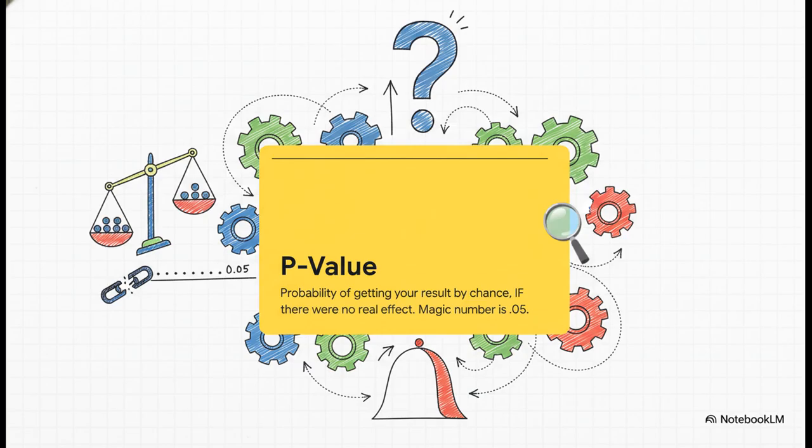And next up, we have the famous, or maybe infamous, p-value. Think of it like a courtroom. We start by assuming the null hypothesis is true, basically that our treatment doesn't do anything and there's no real effect out there. The p-value tells us the probability of getting the data we got if that no effect idea is true.